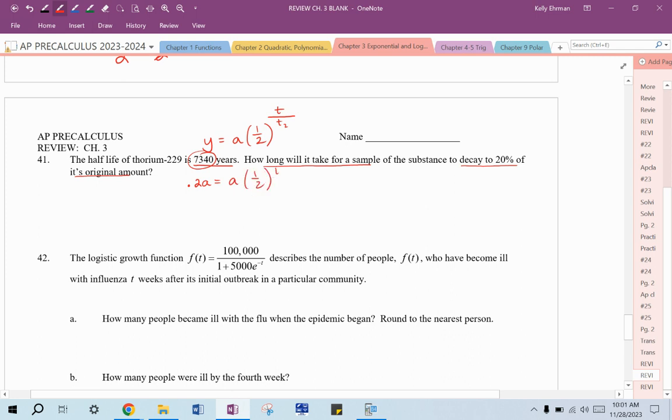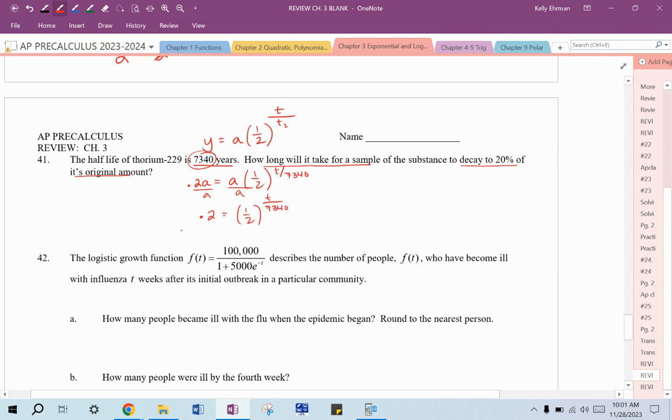So here's my model to begin with. We're raising it to the t over 7,340. This is just like doubling your investment. It doesn't matter what A is. You're getting 20% of A. You're going to divide A out. So 0.2 equals 1/2 to the t over 7,340.